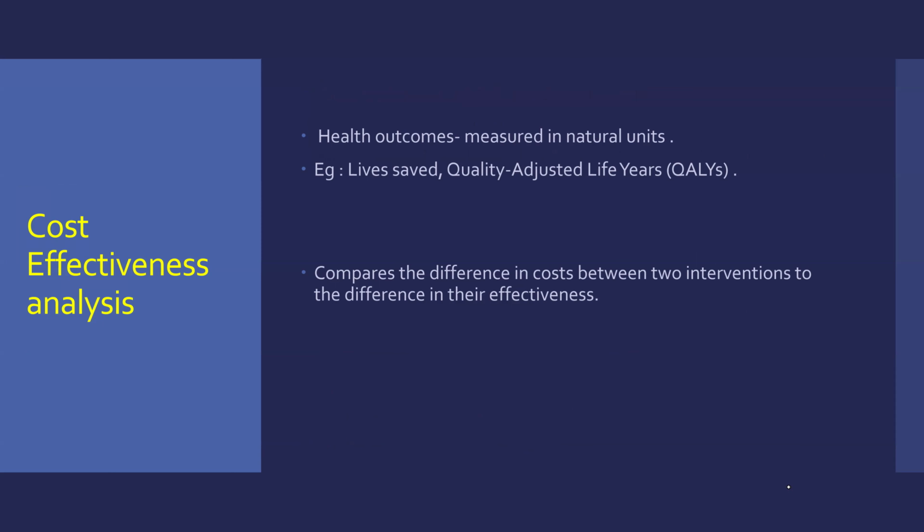Second is something called cost effectiveness analysis. In cost effectiveness analysis, the numerator is cost, the money which you have provided. But the denominator is the outcome which you measure in natural units, for example, number of lives saved, or quality adjusted life year. So this measures the difference in effectiveness between 2 interventions. This gives a ratio which is called the incremental cost effectiveness ratio, ICER. Effectiveness of intervention A compared to intervention B.